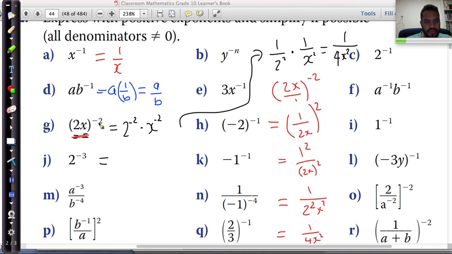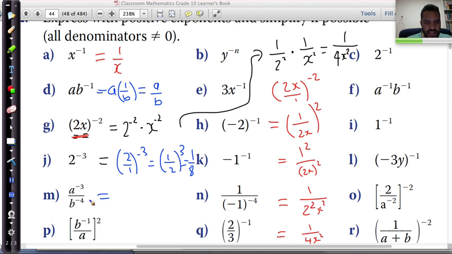Okay, this one over here, what is that going to give us? Well, again, that is the same as 2 over 1 to the negative 3. Make the exponent positive and flip the inside, which is going to give you 1 over 2 to the 3. If you simplify that, it's 1 over 8.